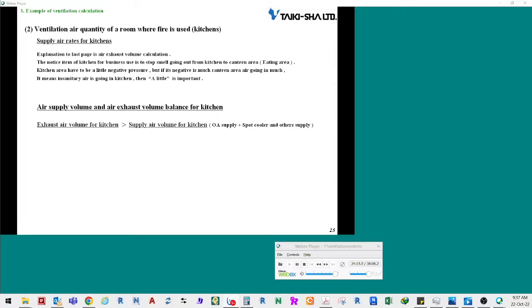If the negative pressure is too large, dirty air enters the kitchen. Determine a rough indication using the exhaust flow rate as a standard. Note that you should set the exhaust flow rate to about 10 to 15% higher than the supply air rate.